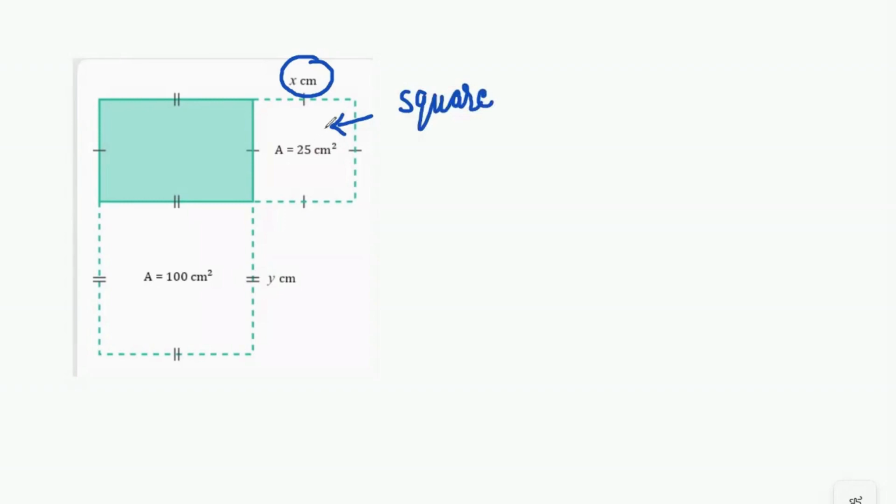Question, if you can see, we have all the sides equal. These lines mean all the sides are equal. And all the sides are equal only in a square. And how do we find the area of the square? The area of the square is side into side.